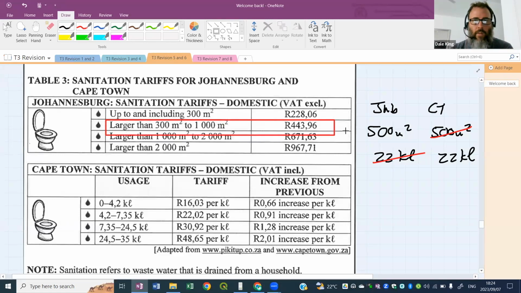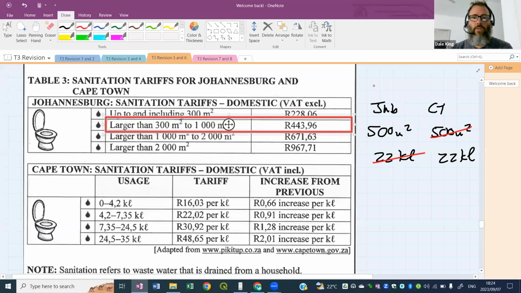All right. So that's the bracket we got to work with. And they say larger than 300 meters, less than 1,000. That's the bracket we're working in for sure. And it's a flat tariff of 443. And this is obviously per kiloliter. So the 22 will be used, but it's 443. Hold on. No, that's a flat tariff.